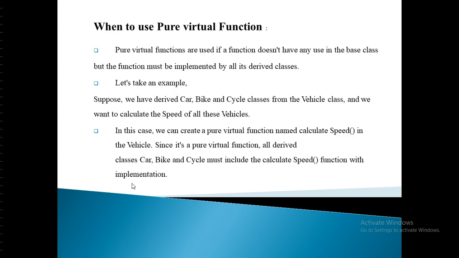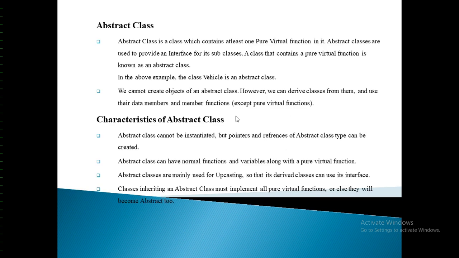When to use pure virtual functions? Pure virtual functions are used if a function doesn't have any use in the base class, but the function must be implemented by all its derived classes. Let's take an example. If there is a Vehicle class with derived classes Car, Bike, and Cycle, and there is a calculateSpeed function, we just declare that function as a pure virtual function in the Vehicle class, and then the body of that function will be implemented in the derived classes. Since it's a pure virtual function, all derived classes Car, Bike, and Cycle must include the calculateSpeed function with an implementation.